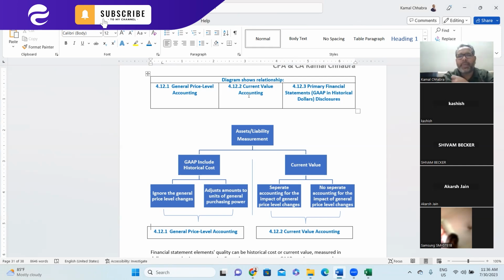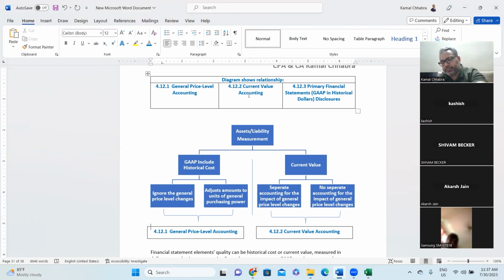Now coming to the impact of both. When you are using general price level accounting, it will result in certain adjustments in your assets and liabilities. Where will you reflect those adjustments? You will reflect them in the income statement, right? Make sense? So far so good?